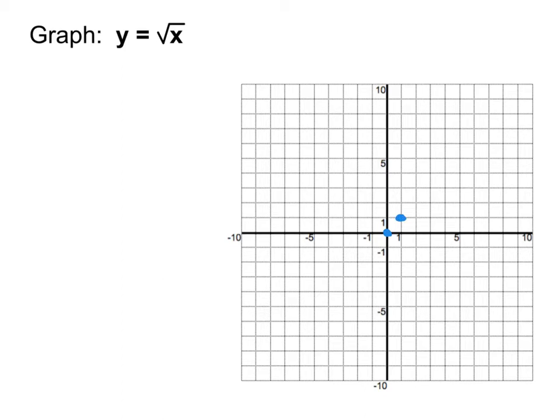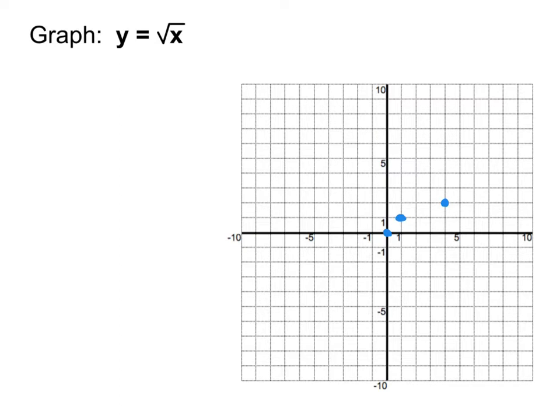The square root of 2, however, is a decimal. And I'm not worrying about plotting all the little decimals here. So I'm not going to worry about putting a point that's over 2. I instead want to go over to the next point where I actually can take the square root of the x value. So the next number I can take the square root of is 4. And the square root of 4 is 2. So that means I'm going to have a point that is over 4 and up 2.